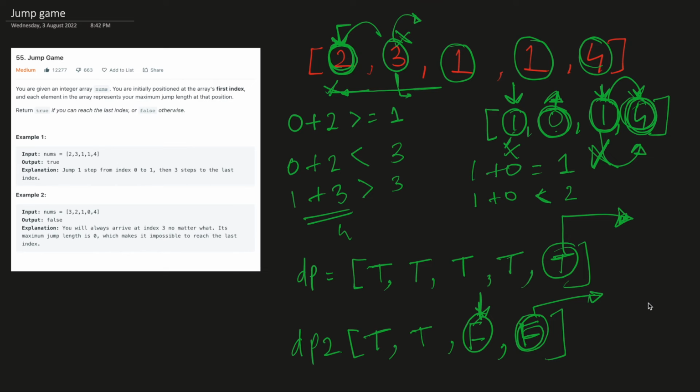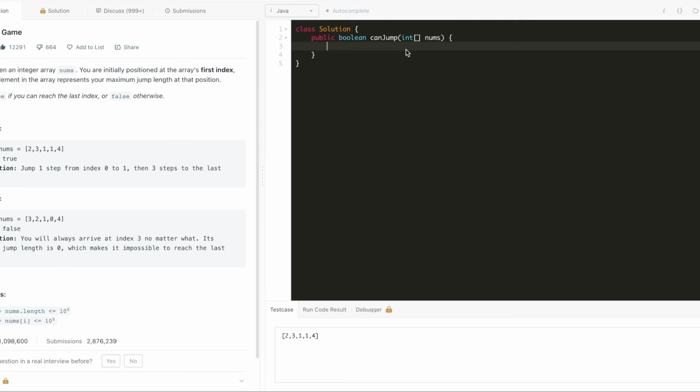So now let's quickly code this up. This is the function that is given to us. Now let's first write the base cases. What will be the base case? If the length of the array is 1, that means we are already at the last position, so we will always return true no matter what element is present.